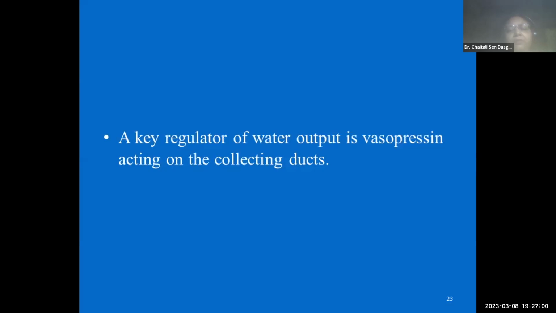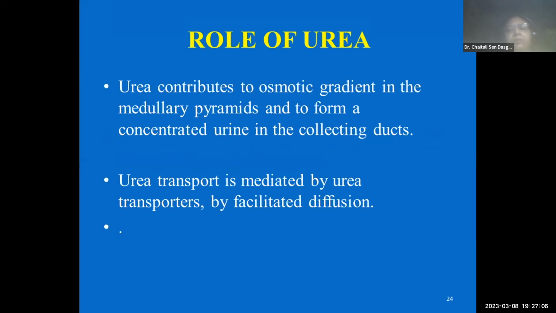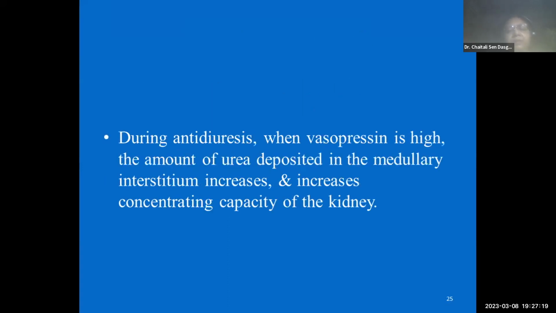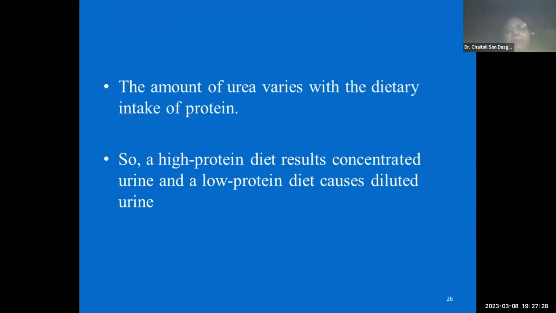A key regulator of water output is vasopressin, which acts on the collecting ducts. Urea also contributes to the osmotic gradient in the medullary pyramids and to the formation of concentrated urine in the collecting ducts. Urea transport is mediated by urea transporters by facilitated diffusion. During antidiuresis, when vasopressin is high, the amount of urea deposited in the medullary interstitium increases, and it increases the concentrating capacity of the kidney. The amount of urea varies with the dietary intake of protein. So a high protein diet results in concentrated urine, and a low protein diet causes diluted urine.